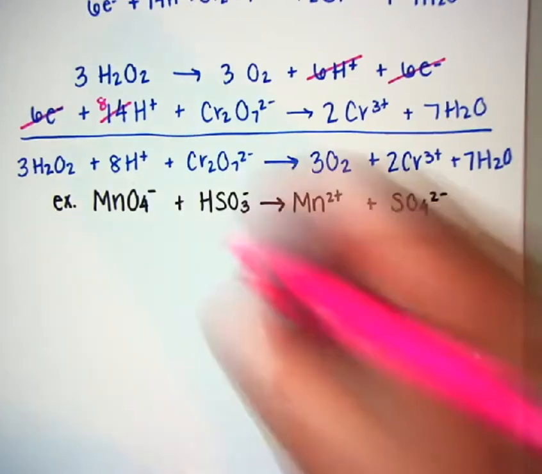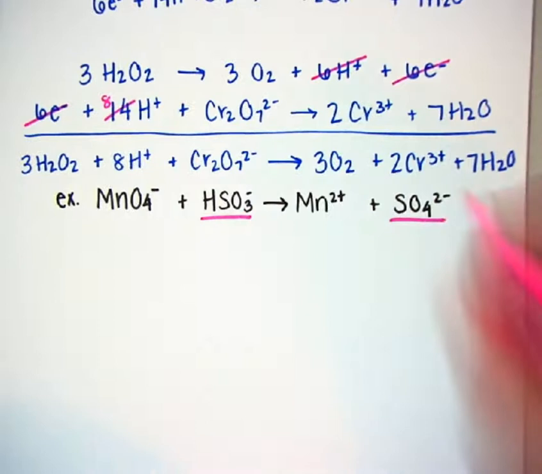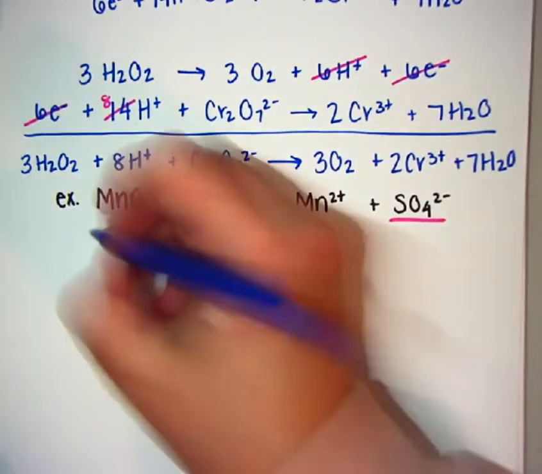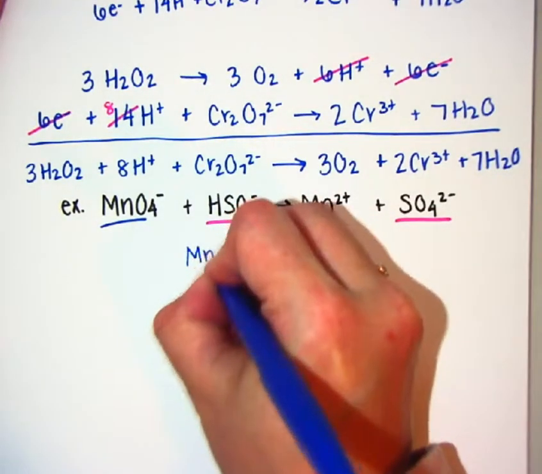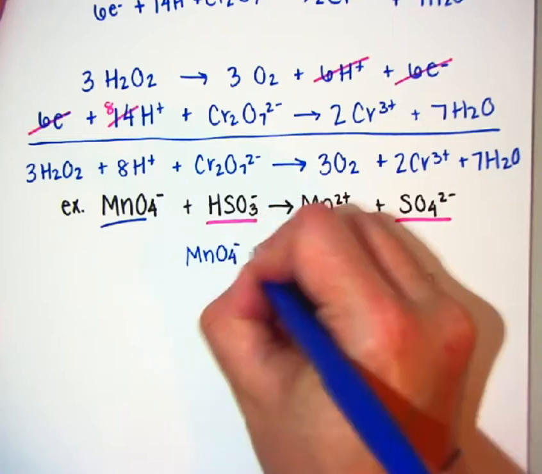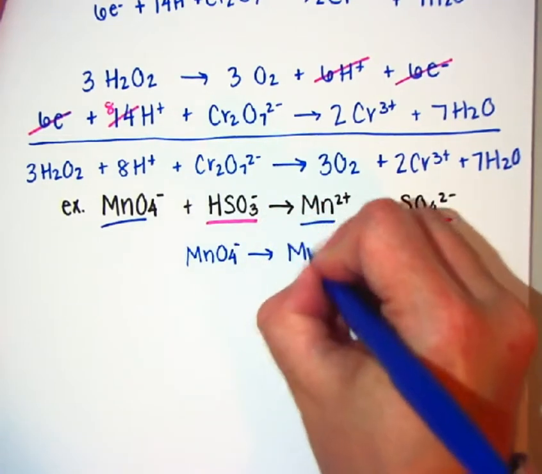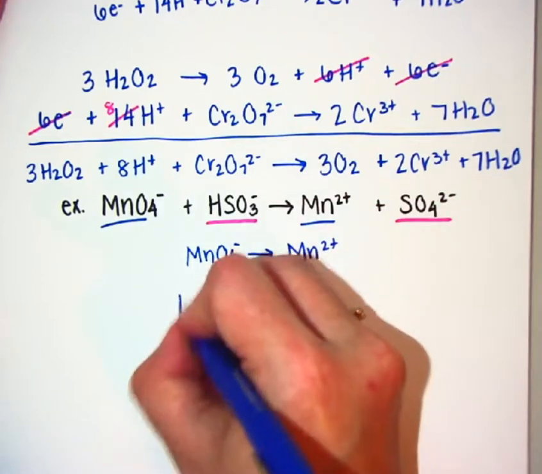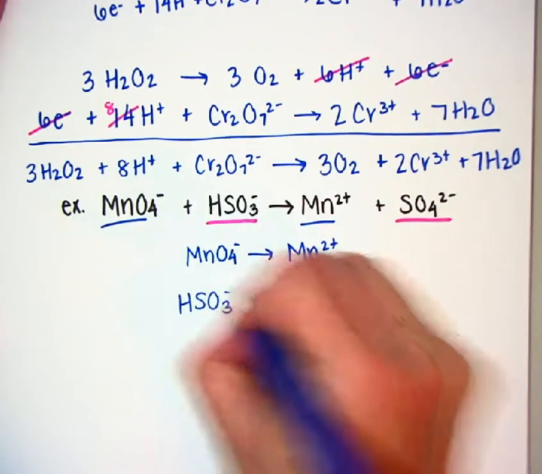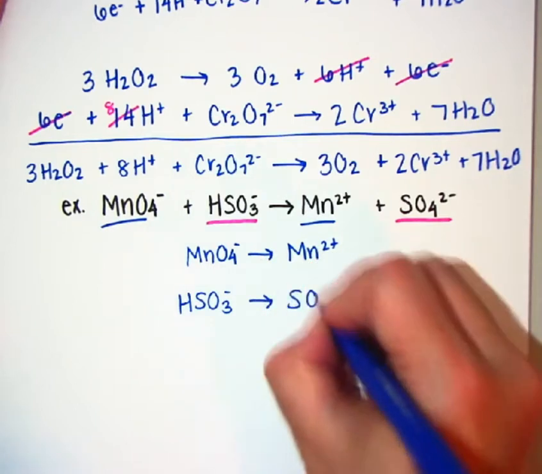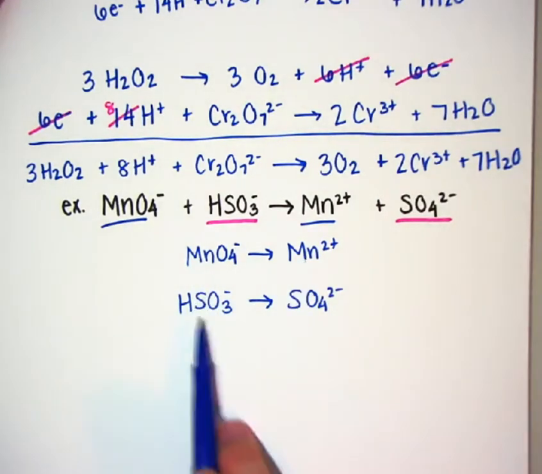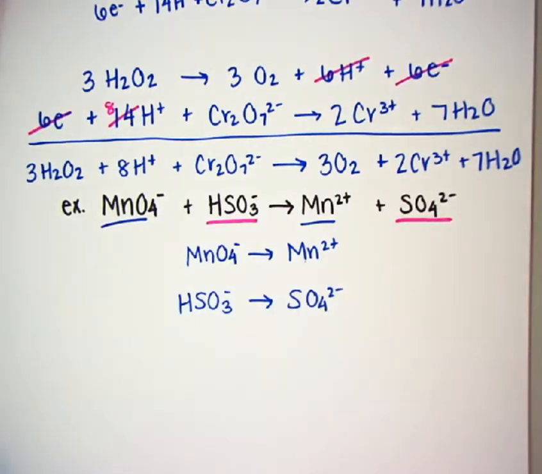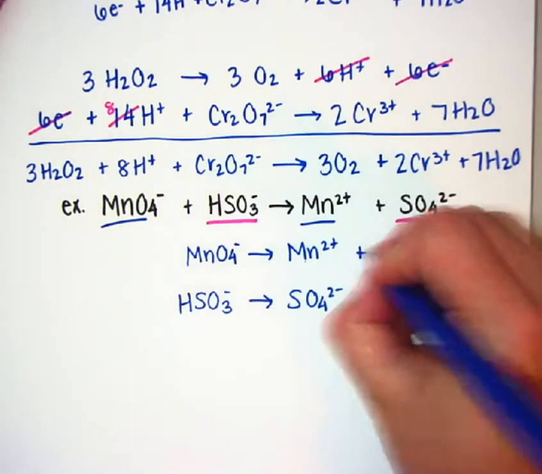First step, break it up into half reactions. Let's keep sulfur together and manganese together. Balance elements other than hydrogen and oxygen. My first one is balanced. My second one is balanced. Step 3, balance oxygen by adding water.